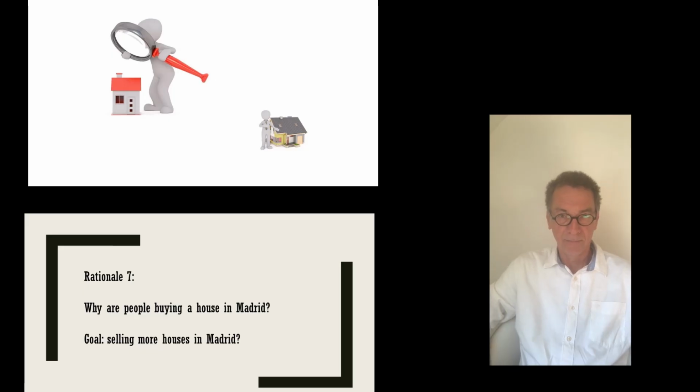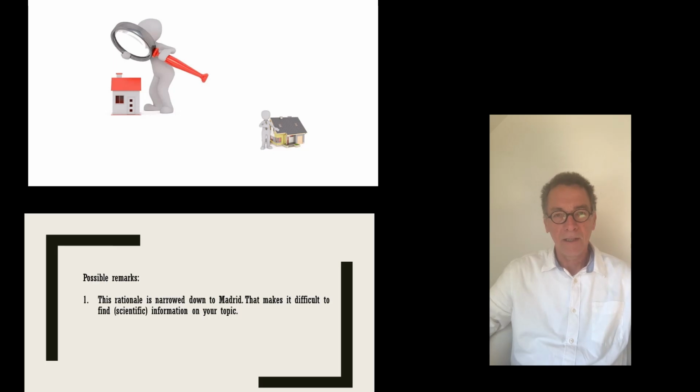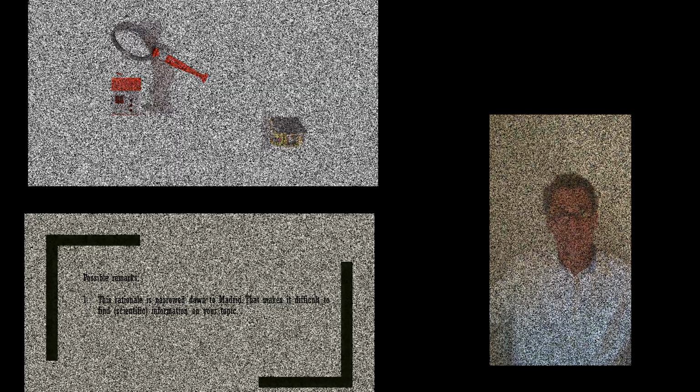Rationale number 7. Why are people buying a house in Madrid? And the goal of this research is to sell more houses in Madrid. This rationale is narrowed down to the city of Madrid, and that might make it quite difficult to find good scientific information, to find good scientific literature, because you need literature about Madrid. So it might be wise to formulate a rationale from a broader perspective, from a broader point of view.